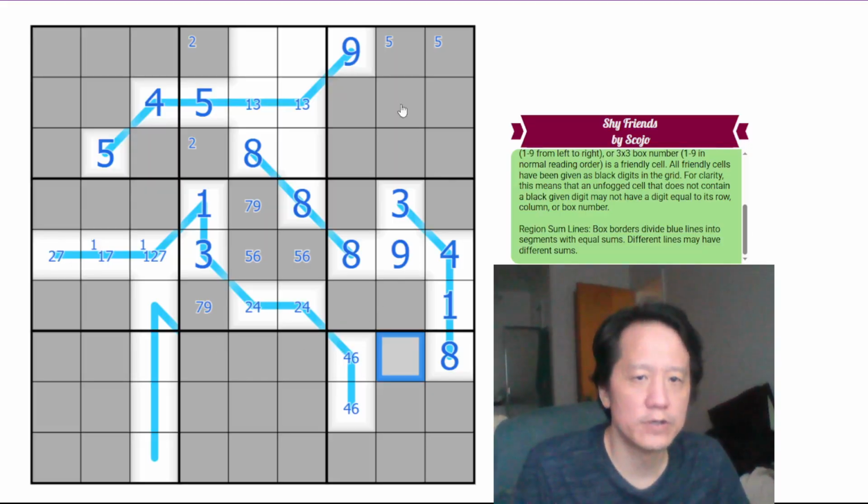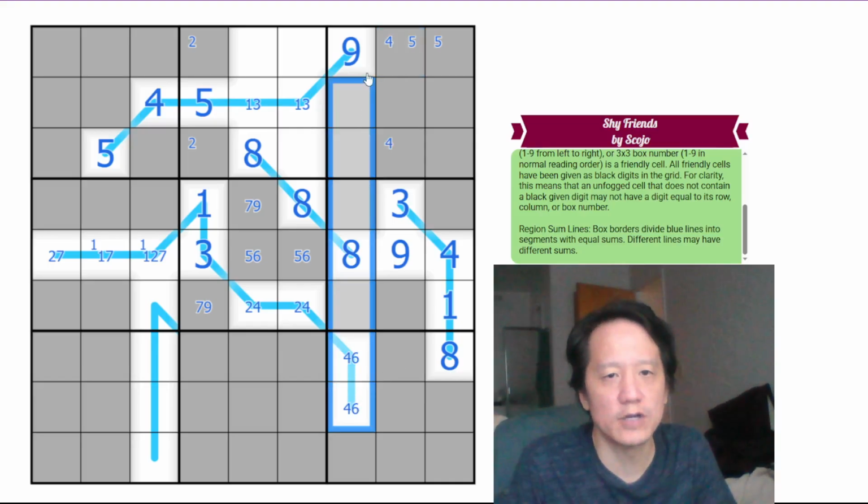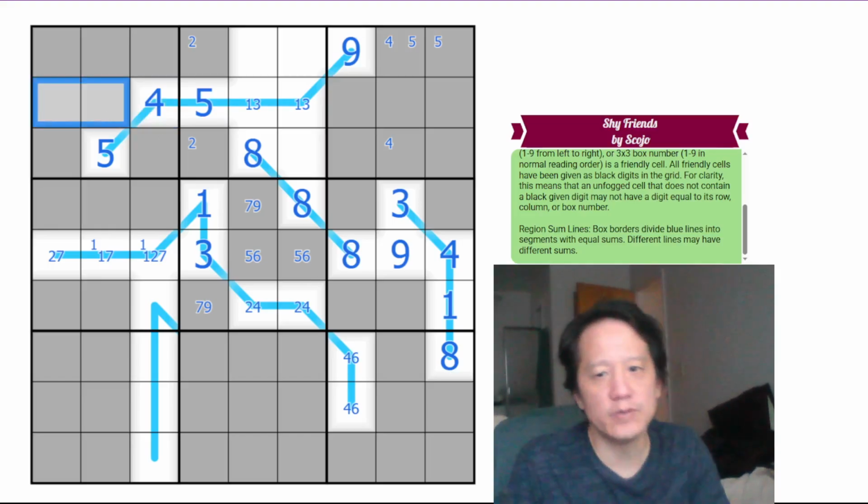Okay, what else do we know? We know 4 has to be one of these two digits here because 4 can't be here because of the 4, 6 pair. 4 can't be here because of the 4 in the column. And 4 can't be here because of the 4 in the row. 9 has to be one of these two.